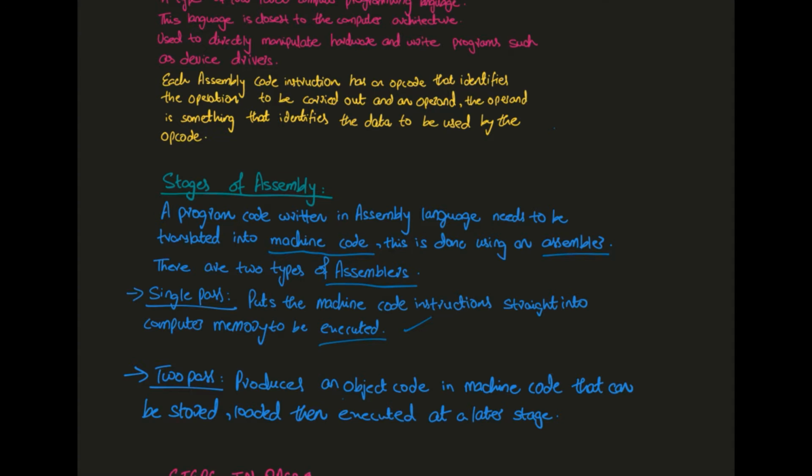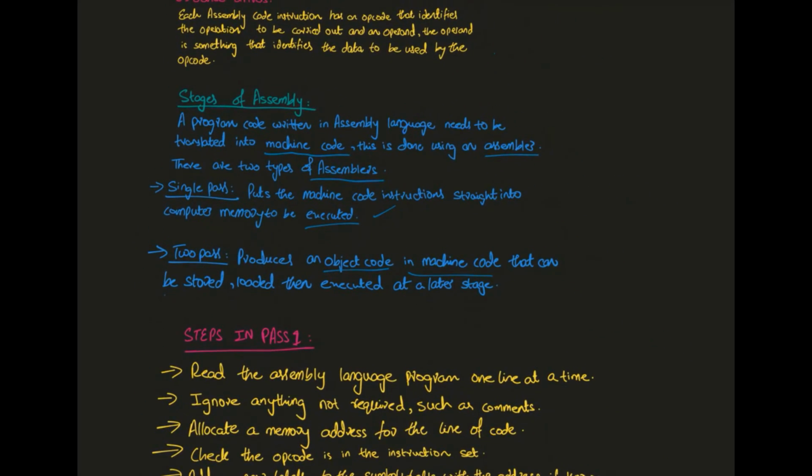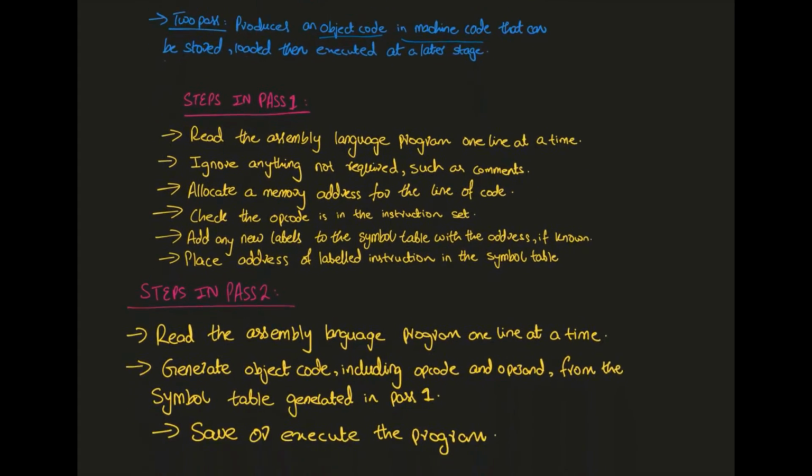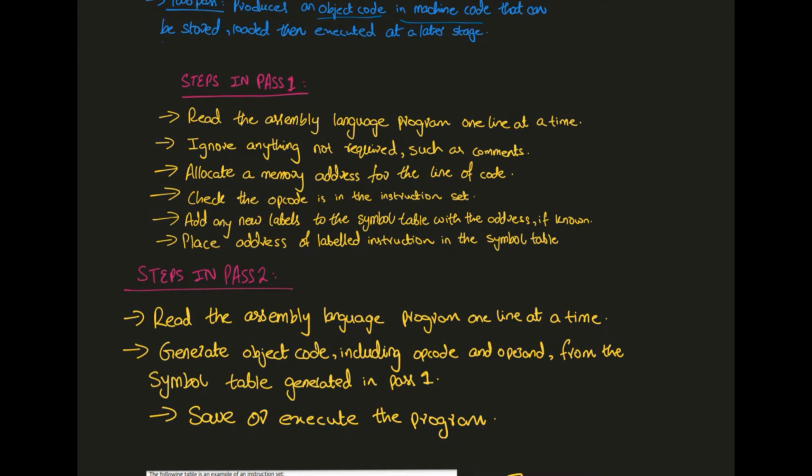It produces object code in machine code that can be stored, then loaded and executed at a later stage. So this provides you with an executable file that can be used later on. It is kind of like a compiler in that sense, if you think about it that way. This is what a two pass assembler does. Now we need to be aware of the steps in pass one and pass two.